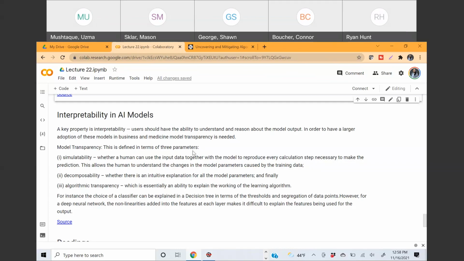And so model transparency has been defined in terms of 3 parameters. So simulability: whether a human can use the input together with the model to reproduce every calculation. For example, with a decision tree, I can, right? Maybe it'll take a long time, but I can literally by hand do all the calculations and say that this is how the splits happened, and this is why I'm at a particular branch in my decision tree. But I cannot do that with a neural network. I cannot go and simulate the entire process by hand and say that these were the values throughout the network, and this is why I'm predicting this, right?